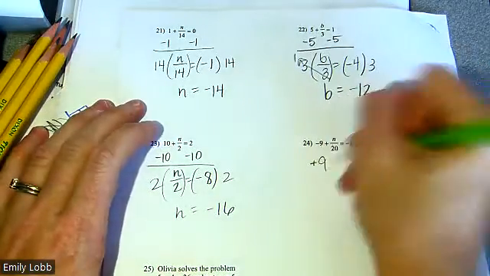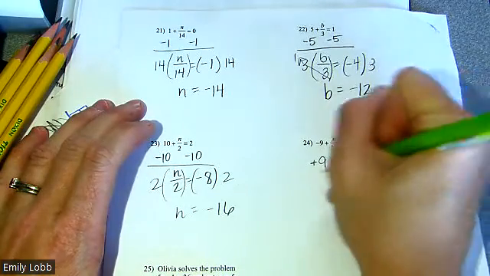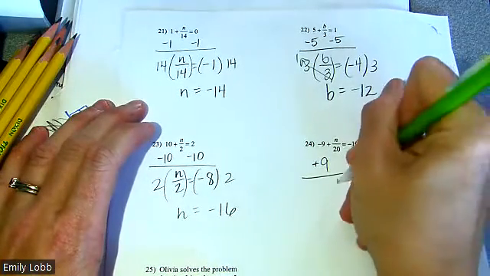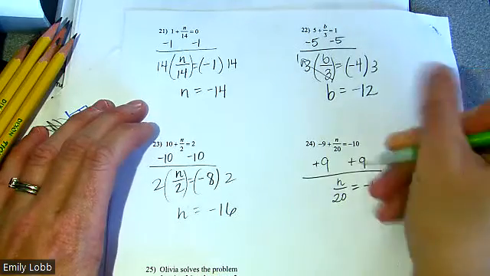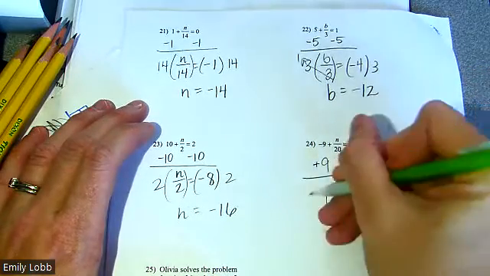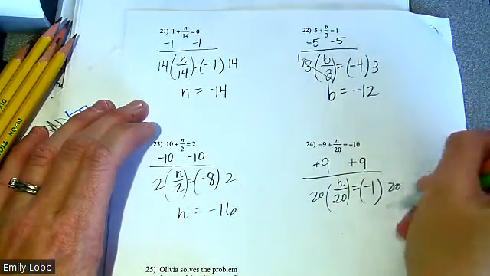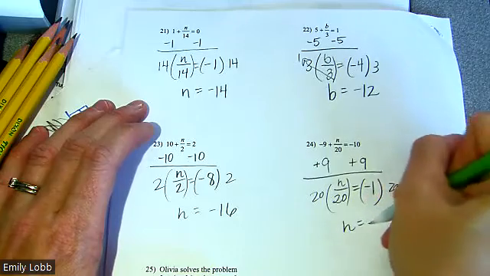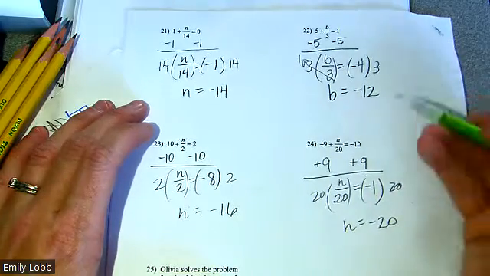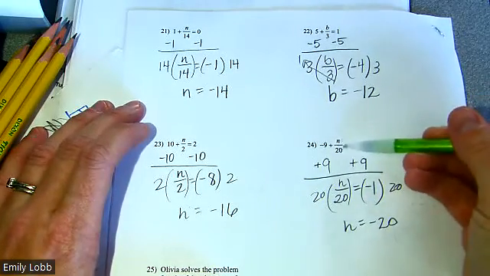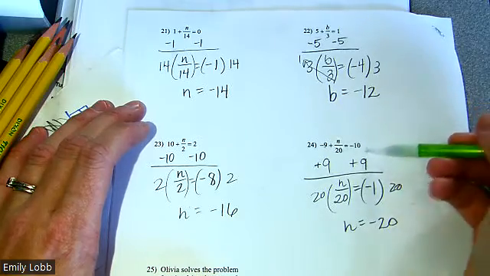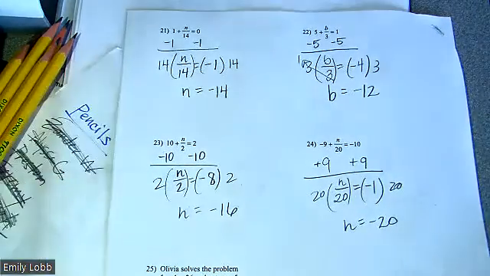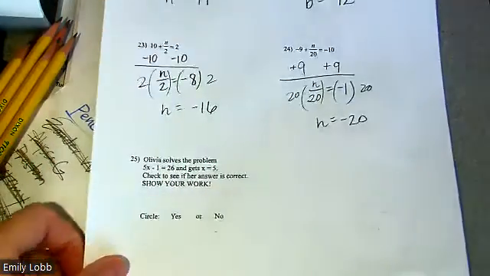And I'm gonna add 9 to both sides over here. Bring down my n over 20. -1. When I multiply both sides by 20, I'm left with n equals -20. So if you think it through, -20 divided by 20 is -1. -9 plus a -1 is -10. All right, so 2 ways to get the answer for 25.